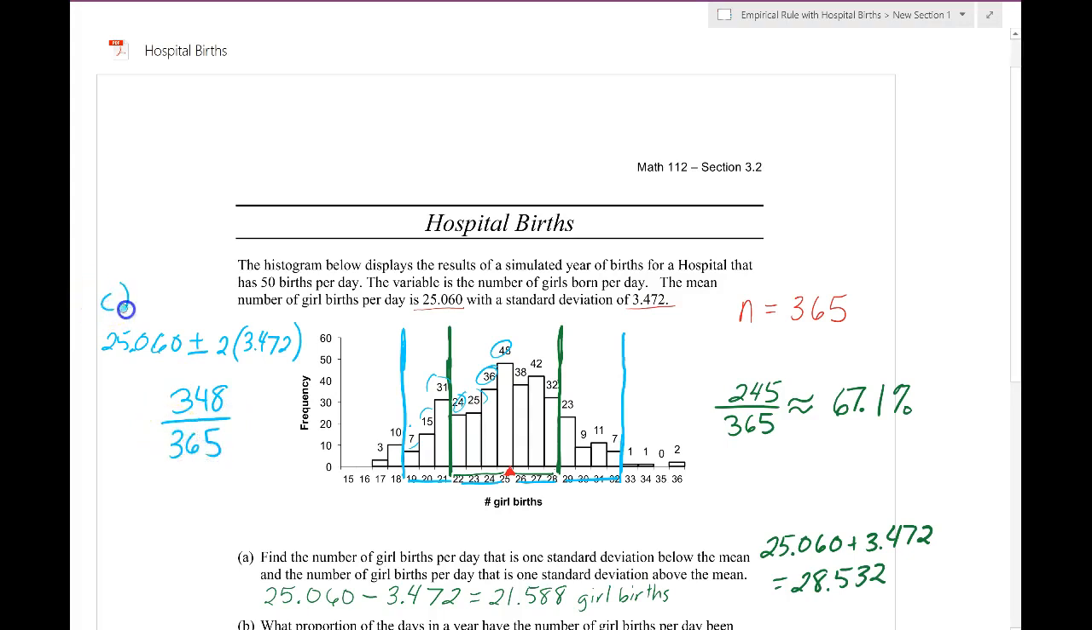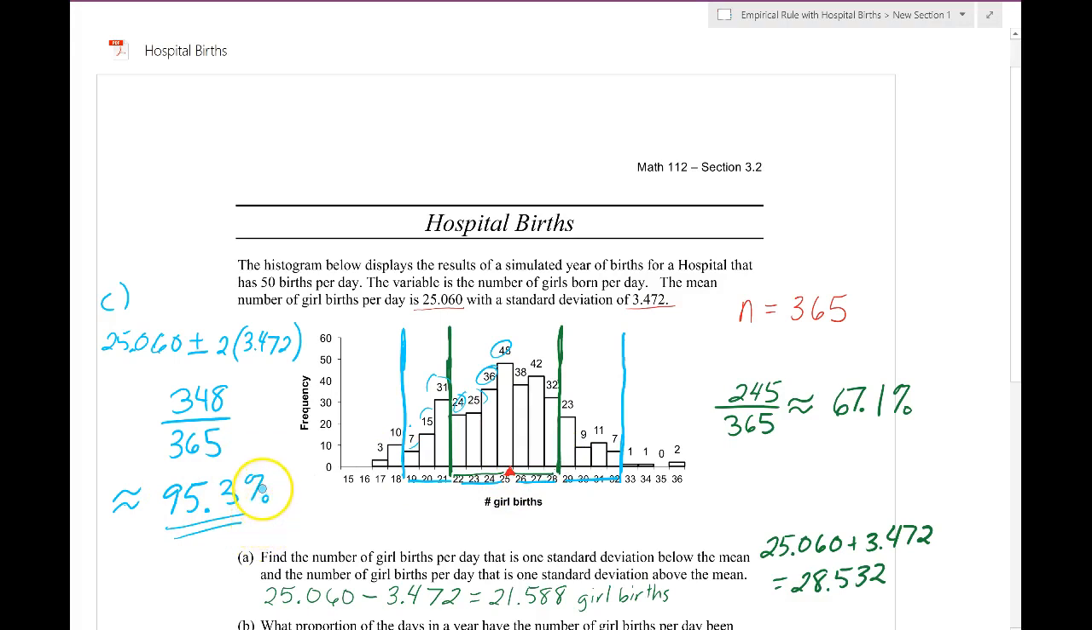Again, this is like part C. And that's approximately 95.3% of the data. So notice in a symmetric distribution, when you go 2 standard deviations out from the mean, you're getting 95.3% of the data. That's a lot of the data. Your chances of being within 2 standard deviations of a mean is pretty darn high.